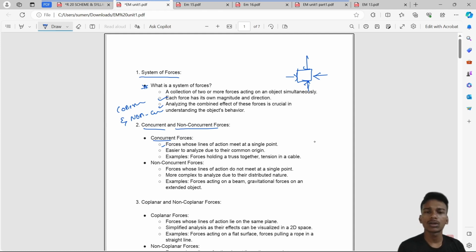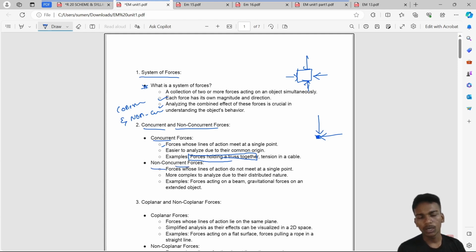What is meant by concurrent forces? Just consider this is a point. If two or more forces are acting at the same point, that means they have the same common point, the action point will be the same. Then those types of forces are known as concurrent forces. For example, if you consider a system of forces at a joint, the sum of all the forces or analysis of forces will give you this concurrent forces topic.